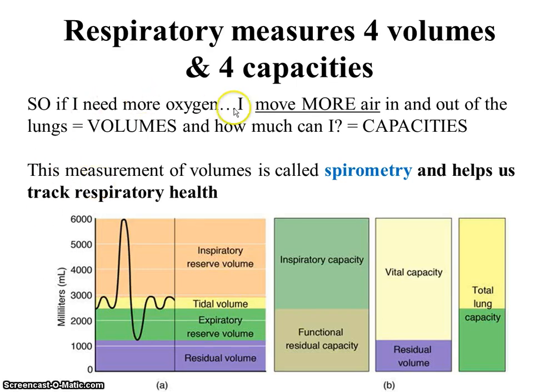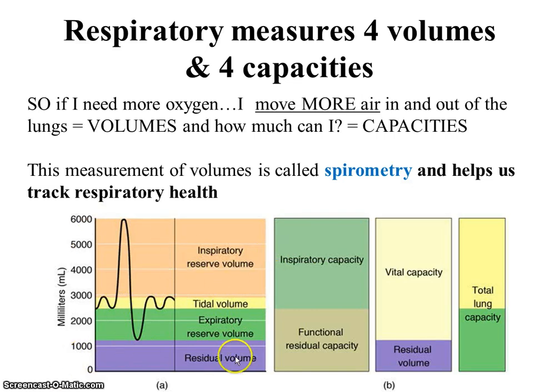So if I need more oxygen, I have to move more air. And this is a measure of that capability. So your lung function is shown here in a spirogram. And so we talk about the volumes you're capable of, and then the capacities, what the potential is. So how much moves and how much can I move? This is called a spirometer, so that's the actual measurement, and this is a spirogram. And we look at our respiratory health when we judge this.